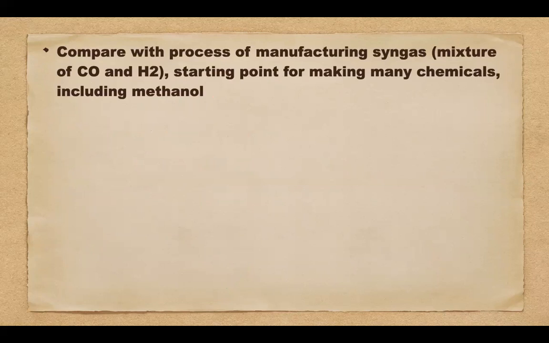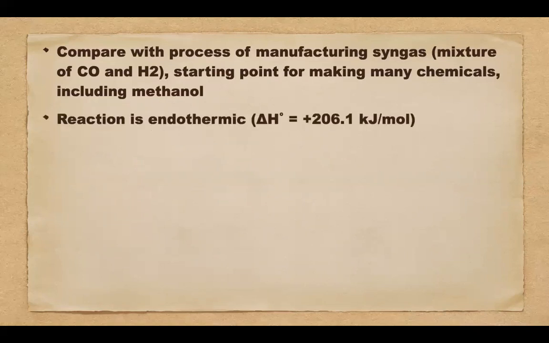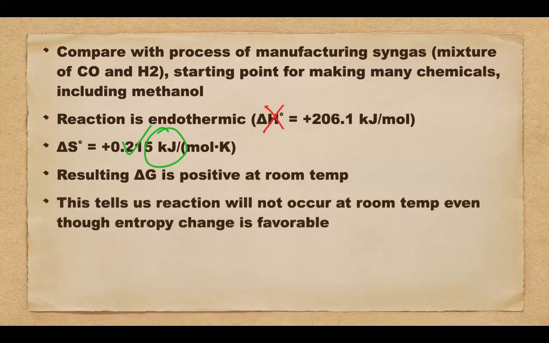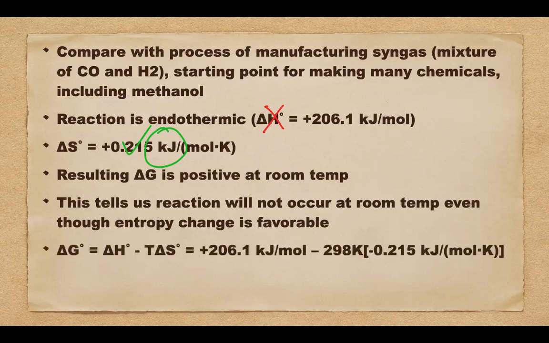Another process is manufacturing syngas, which is a mixture of carbon monoxide and hydrogen. This is a starting point for making chemicals like methanol. It is an endothermic reaction with a delta H of positive 206, but entropy is also positive. So the enthalpy is not favored, but the entropy is favored. Again, make sure the units are in kilojoules per mole Kelvin. At room temperature, this is going to result in a positive delta G. This tells us the reaction will not occur naturally at room temperature, even though entropy is favorable. You end up getting plus 142 kilojoules per mole, and any positive value for delta G is not spontaneous.